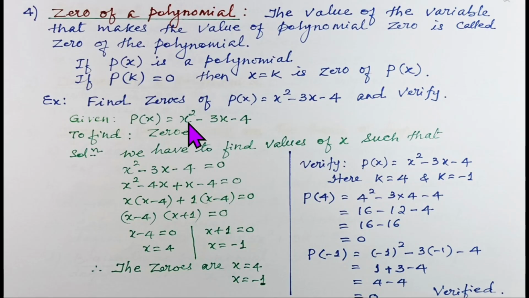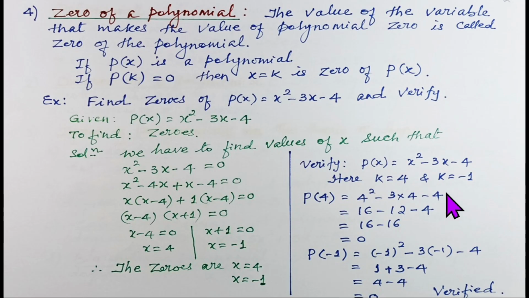Now take p(x), that is x square minus 3x minus 4, and wherever x is there, replace it by 4 and minus 1. So if I take k as 4, then it becomes p(4). Wherever x is there, put 4. x square is 4 square, 3 into x is 3 into 4, minus 4, and simplify, we will get p(4) is equal to 0. So for p(k), that is when k is 4, the value of p(x) is 0, therefore k is equal to 4 is 100% a zero of the polynomial.